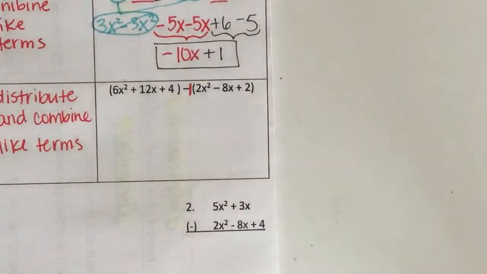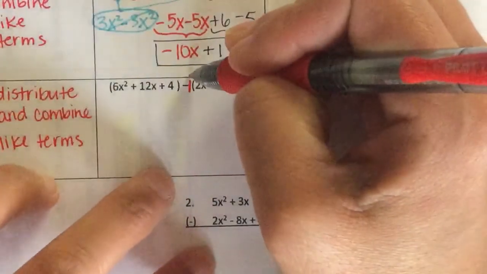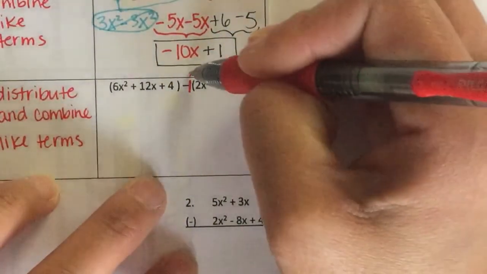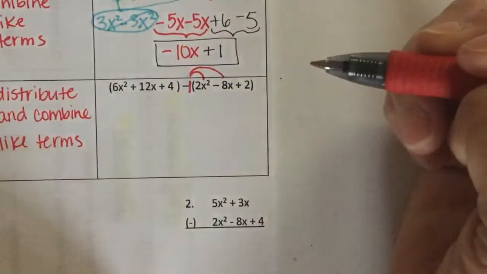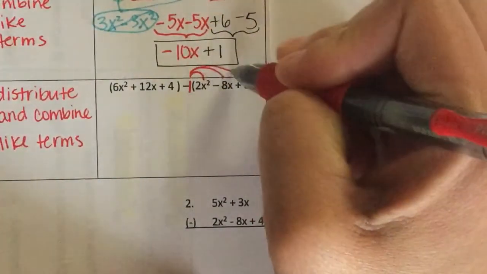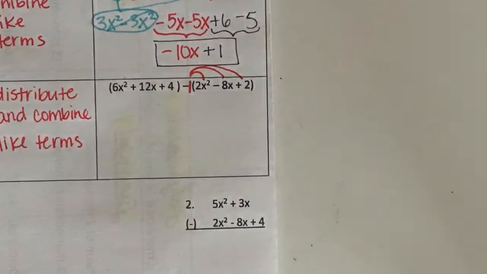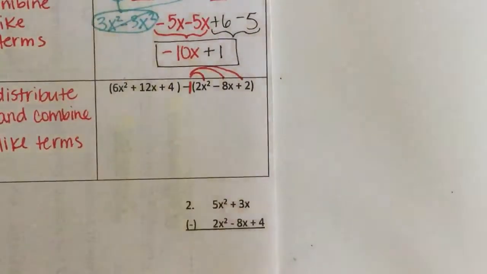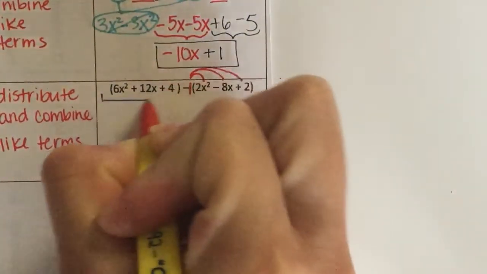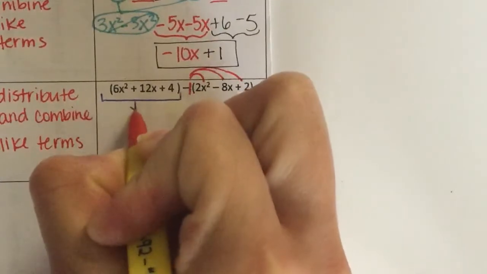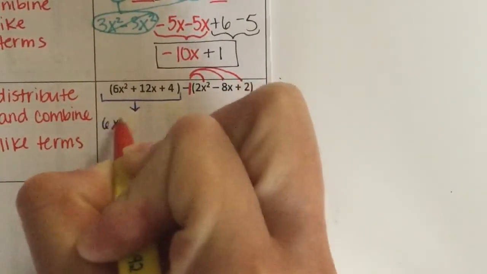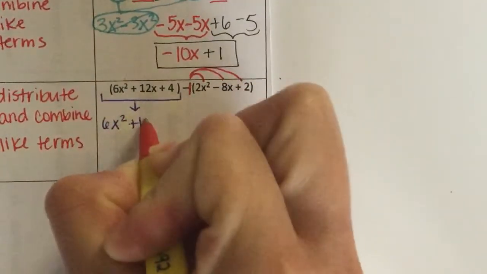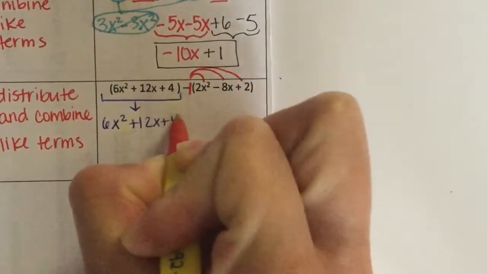And when we say distribute that sign, we're going to distribute a negative 1 to 2x squared, a negative 1 to negative 8x, a negative 1 to negative 2. Only distribute to everything on the right side. So you're going to bring down the first part. This first piece, you're going to bring it down exactly the way it is. 6x squared plus 12x plus 4.